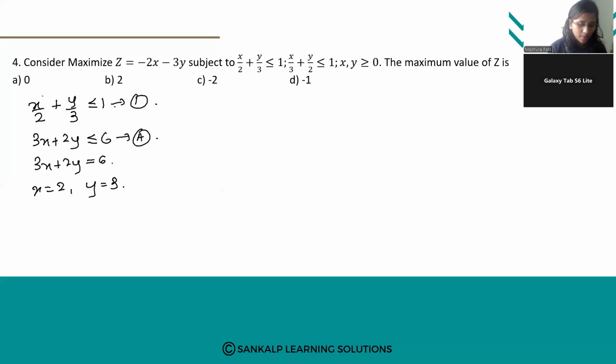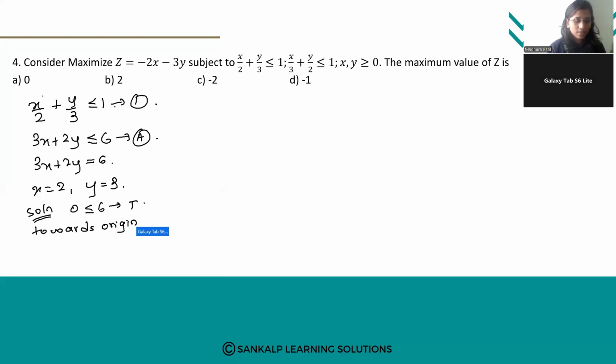Now for the solution part, what do we do? Put x as 0 and y as 0 in your given constraint. Either equation 1 or equation A, both are fine. If I use equation A and put x and y both as 0, I get 0 is less than or equal to 6, which is definitely a true statement. This signifies that the solution is towards the origin, and it involves all the points towards the origin.